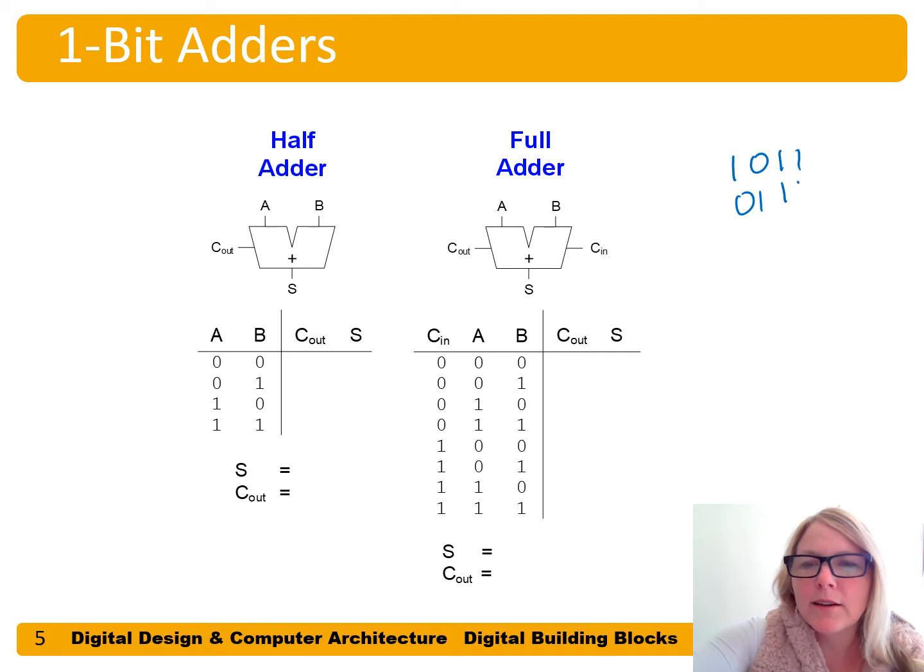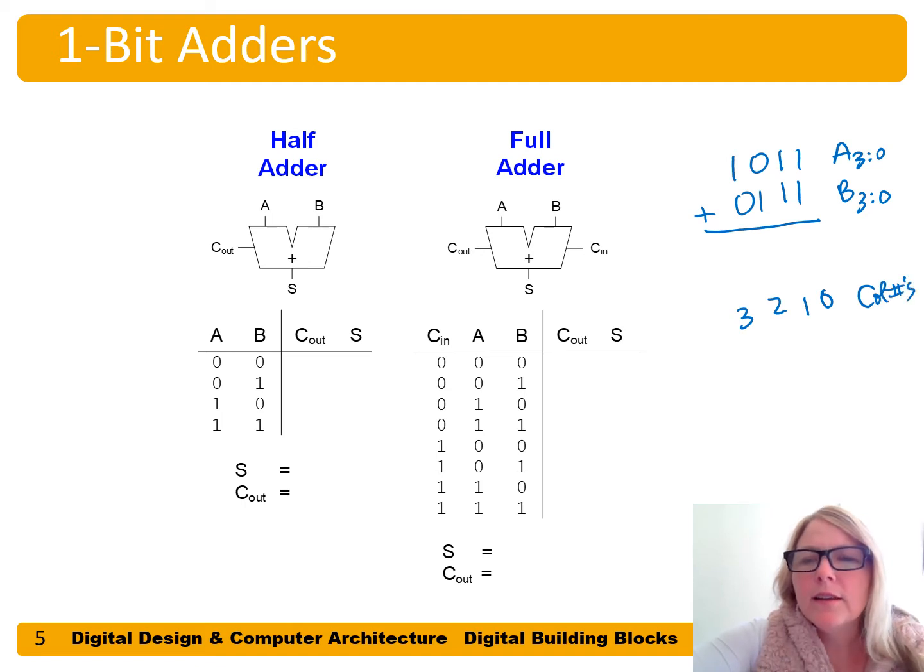We have something here that we're adding together. So two 4-bit numbers, A 3 to 0 and B 3 to 0. And we're going to number these columns, column 0, column 1, column 2, and column 3. Those are the column numbers. Well, for this one, column 0, we don't need a carry in. There's not a carry in on that one, so we could actually use a half adder.